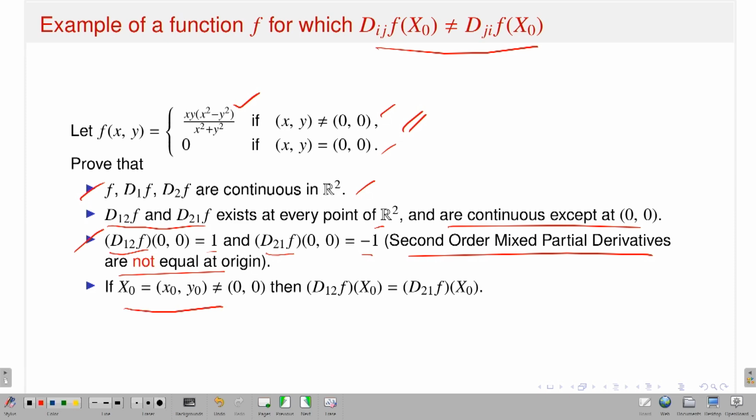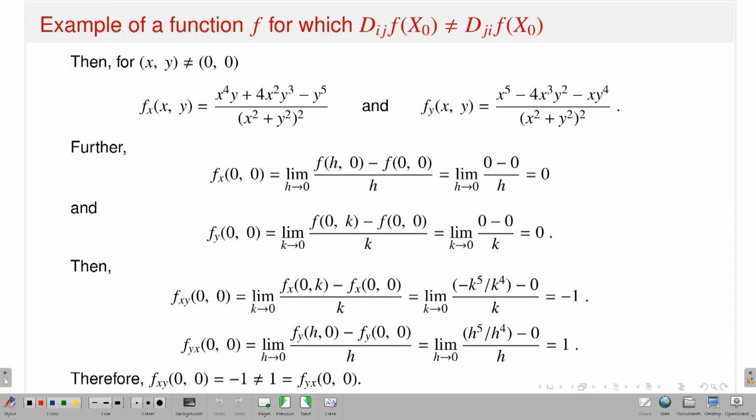However, if you differ from the origin point, then the mixed partial derivative exists, as I already mentioned here, and they are equal. But at the origin, there you will have the difficulty: the mixed partial derivatives exist, but they are not equal. I have written a few calculations here.